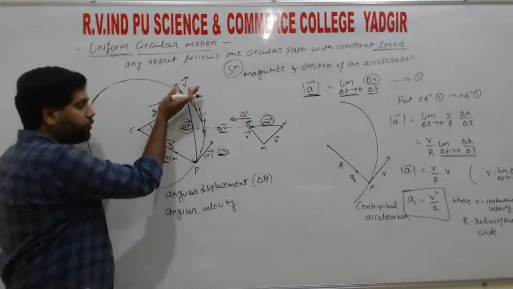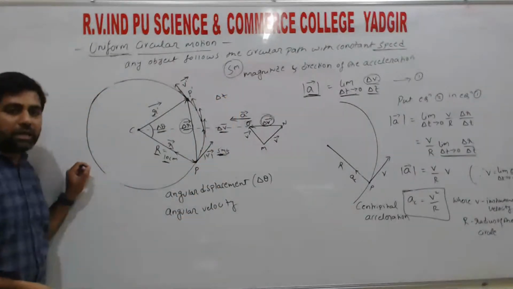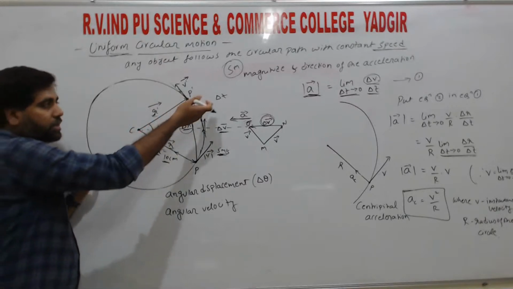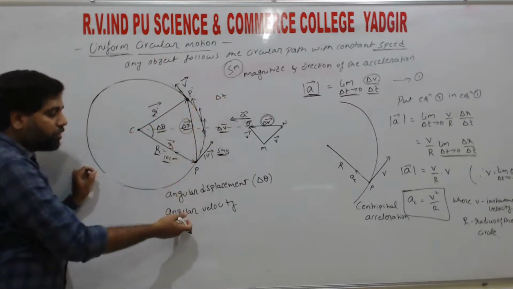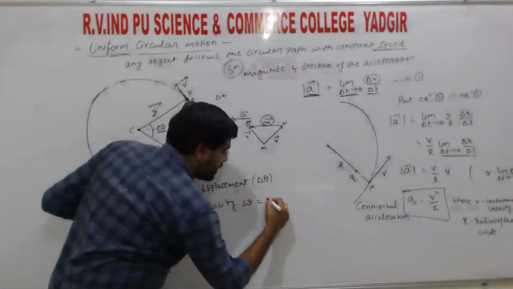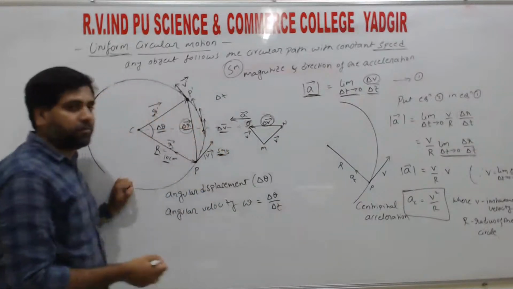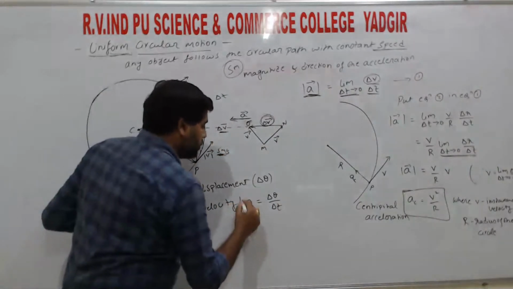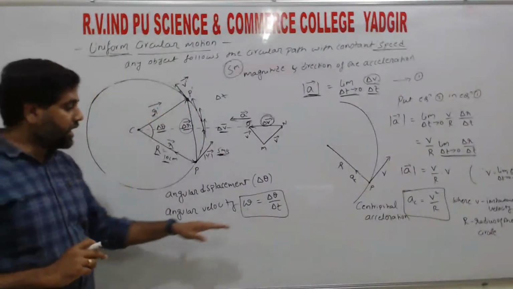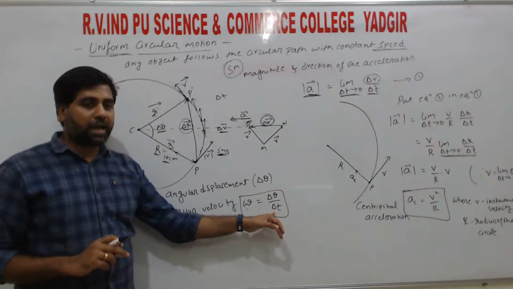Now the change from one position to another position takes some time, that is delta t. So the change in position, delta theta, with respect to delta t, we call the angular velocity, and it is denoted by omega, that is equal to delta theta by delta t. So angular velocity omega equals the change in angular displacement divided by the time taken.